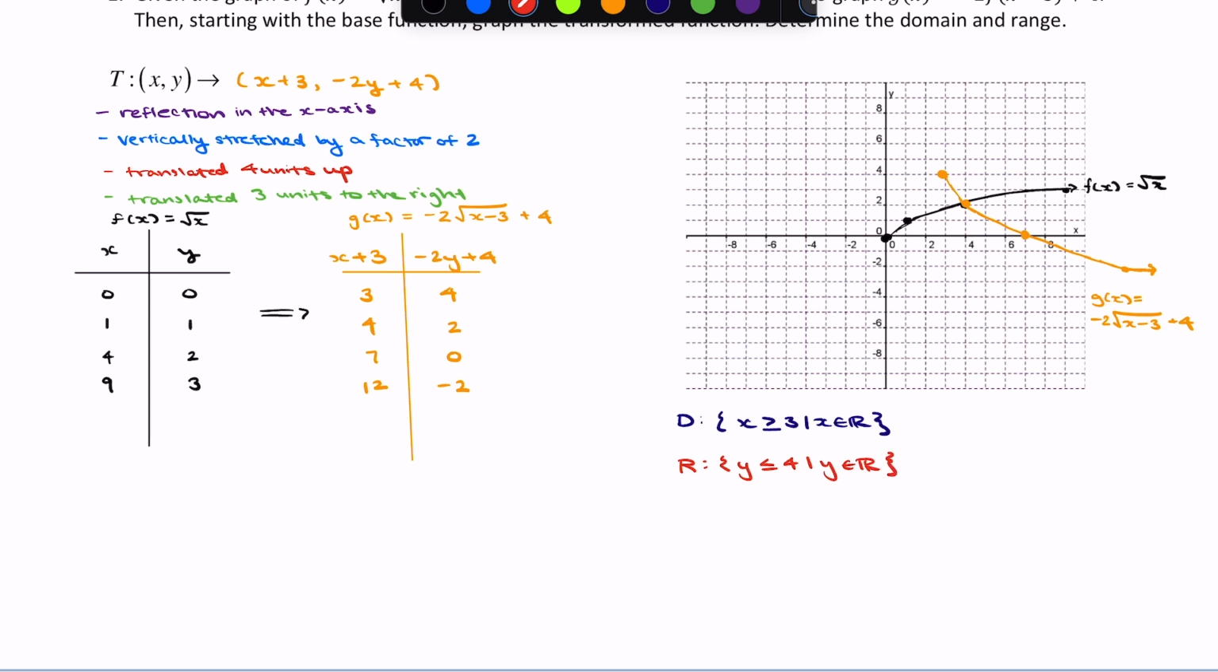And so here in interval notation, we see that it includes 3 and it goes to infinity, and it includes 4 and goes to negative infinity. So that would be our domain and range again for our transform function.